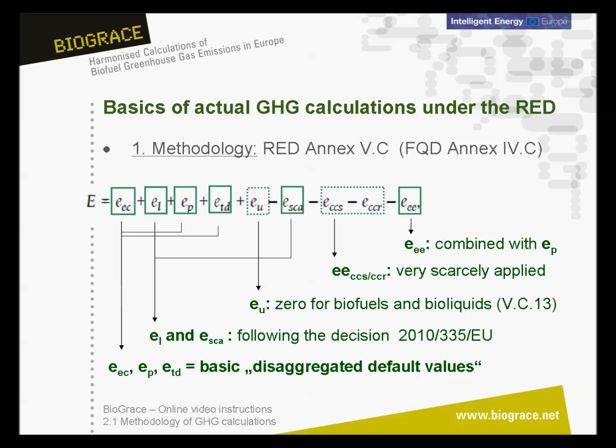And finally, ECCS and ECCR are the emission savings due to carbon capture and geological storage and carbon capture and replacement, respectively. They are not often applied, but we have seen examples, including greenhouse gas calculations.